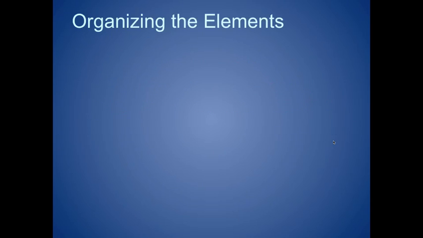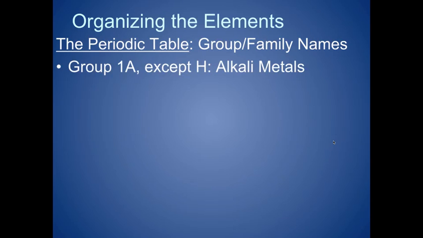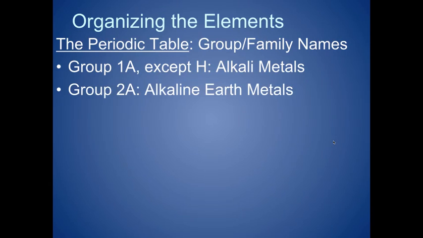Moving on to another layer of organization, we need to know group and family names. And so I'm going to list them down here pretty quick. Group 1A, that first column, is called the alkali metals. Now hydrogen is at the top of that, but it's not considered an alkali metal because it's a nonmetal. It's a gas at room temperature. It doesn't conduct heat or electricity, so it is not part of that family, even though it's at the top of the column. Group 2 is known as the alkaline earth metals. And again, that's column 2, starting with beryllium on the way down.